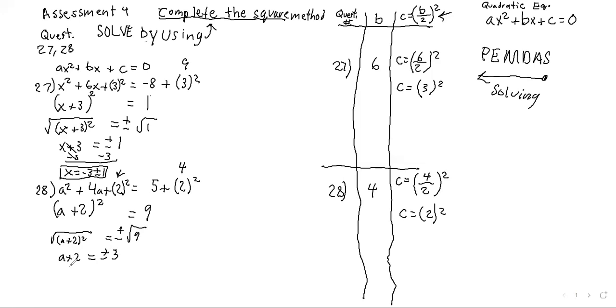Now we're going to solve, right? We're adding 2, so we're going to subtract 2 from both sides. We get a equals minus 2. Then we attach the plus minus part, plus minus 3. And that is our answer.